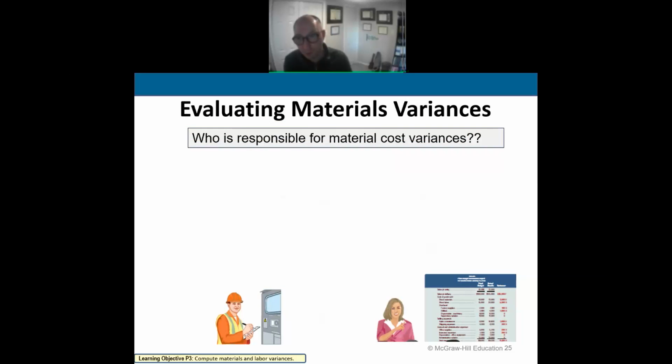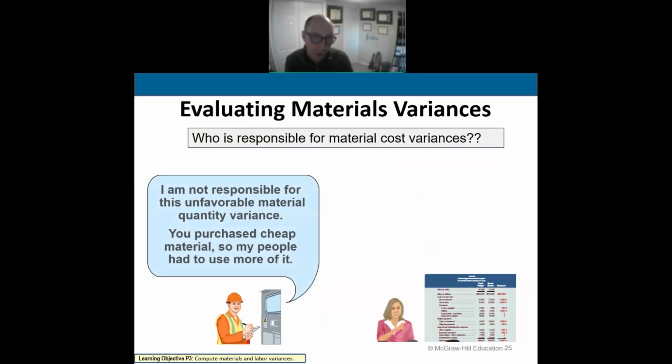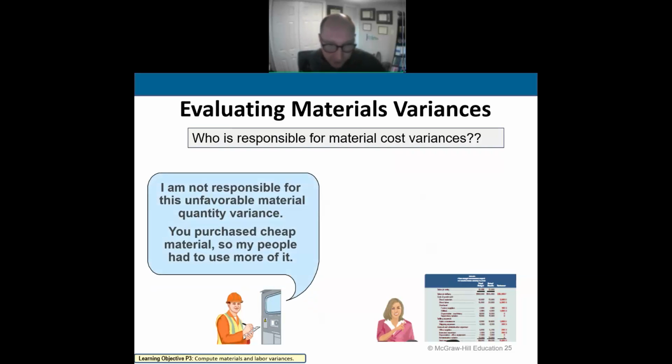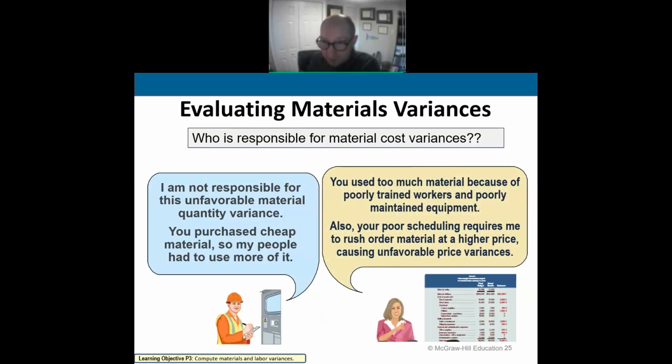It's pretty straightforward to understand the variances, and it's important to understand it because you've got to know who's responsible to fix it, especially if it's unfavorable. You've also got to understand how these variances have an impact on product quality and the overall financial impact on the company.